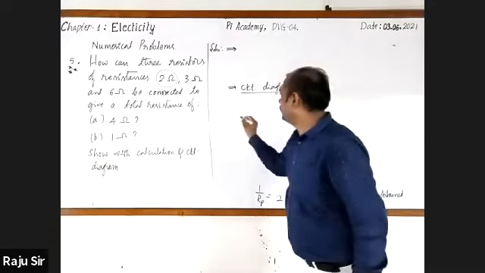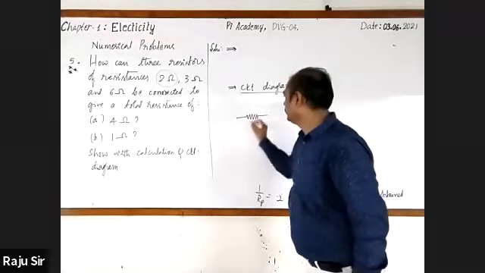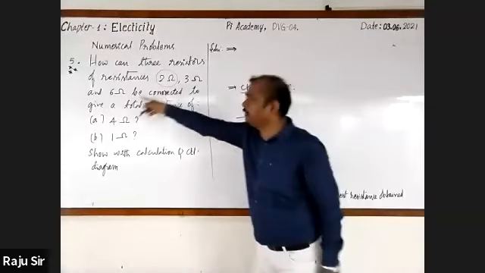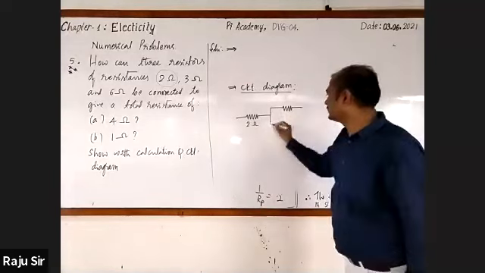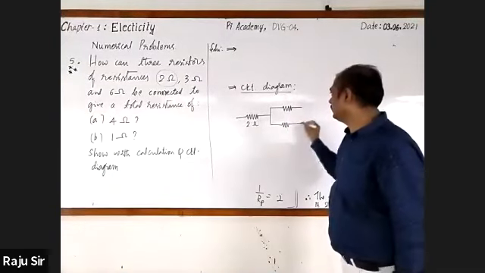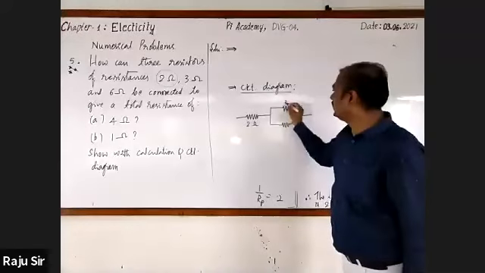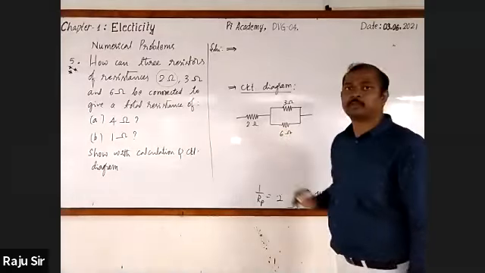Here, I'll go for connecting 2 ohm in series with 3 ohm and 6 ohm in parallel. I've taken just one possibility. Then you have to cross check with calculation. This is 3 ohm and this is 6 ohm.